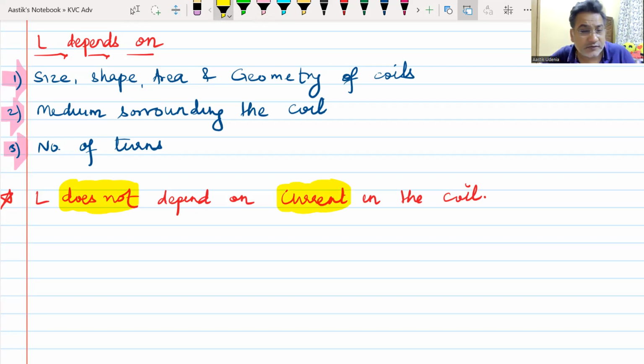You might argue, sir, if you make more current flow in the coil, more magnetic field will be produced and therefore more flux will be linked. No, that is not the case. L does not depend on the current flowing through the coil. So whatever current you flow, L does not depend on it. I'll give you 2 minutes to note this down.